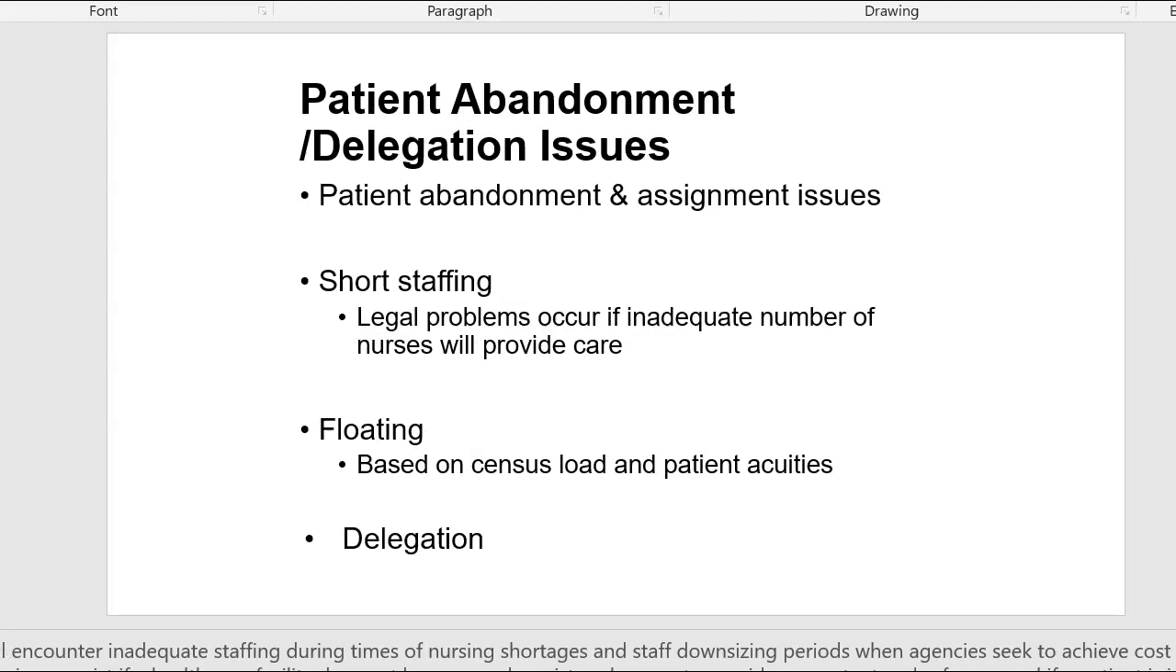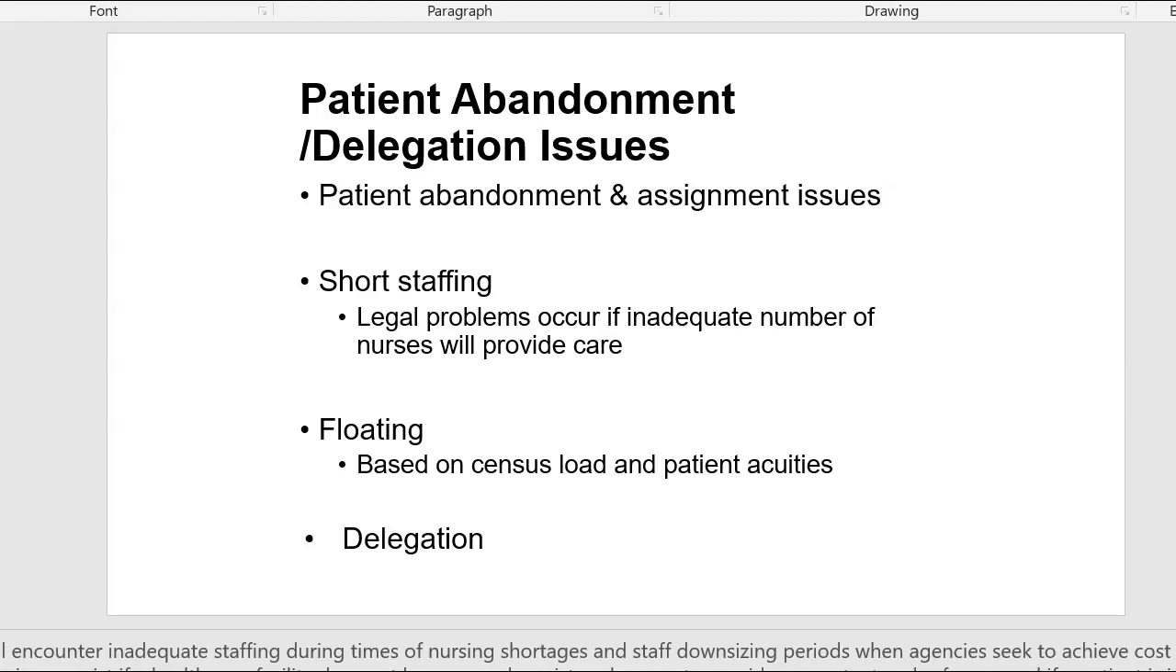Patient abandonment issues. You will encounter inadequate staffing during times of nursing shortages and staff downsizing periods when agencies seek to achieve cost containment. Liability issues exist if a healthcare facility does not have enough registered nurses to provide competent and safe care, and if a patient is injured as a result of negligent care by any personnel.